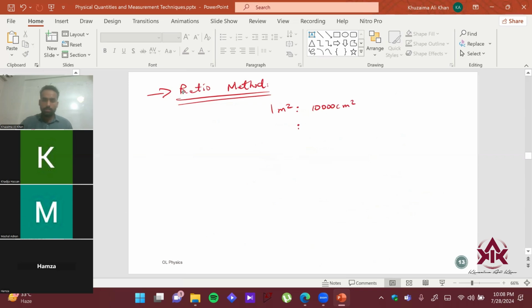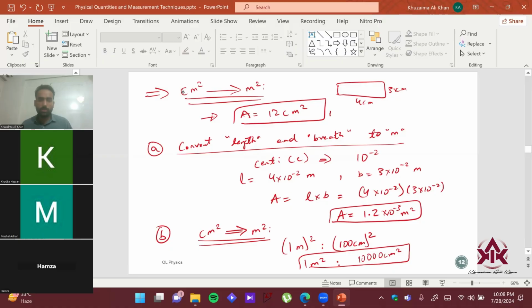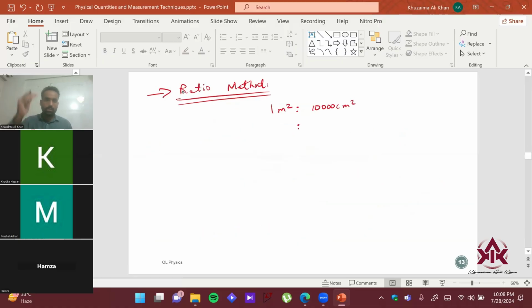Now your answer is 12 centimeter square. So just below the centimeter square, I'm going to put the value of centimeter square, the answer that actually came, which is 12 centimeter square. You want to convert this into meter square, that is x unknown.